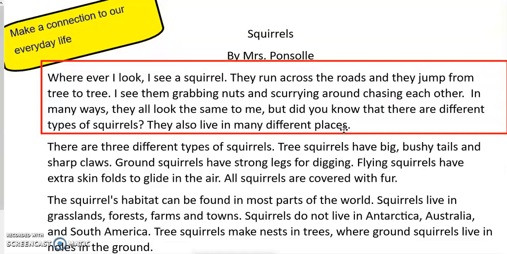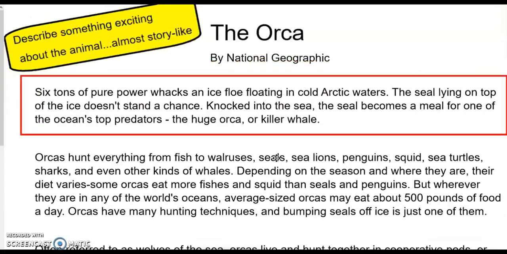So if you notice, this paragraph gets us to think about the topic and makes us think about it in a different way. We know that we are going to be reading about squirrels, and it's captured our attention by getting us to think about where and when we've seen squirrels in our everyday life. Let's take a look at another example.